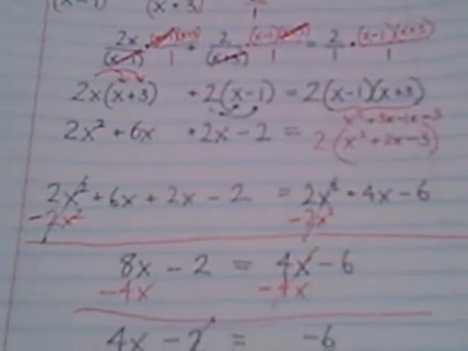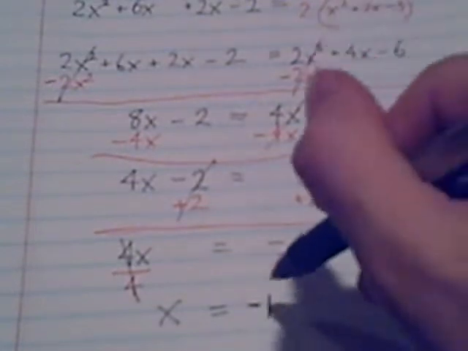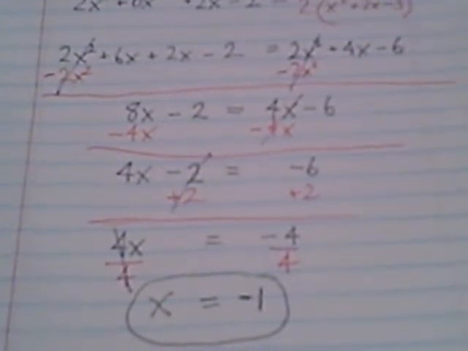Now let's take a look at what was our solution. We worked through this problem and came up with x equals negative 1. And that's going to be a fine answer. It's not a positive 1. It's not a negative 3. So there is our answer for this problem, x equals negative 1.